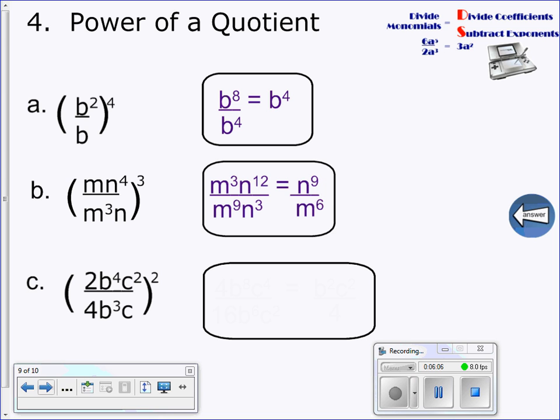This one, the coefficients we do like we always have. 2 squared is 4, b to the 8th, c to the 4th. On the bottom, 4 squared is 16, b to the 6th, c to the 2nd. And then we subtract. So we have 4 b to the 8th, c to the 4th, divided by 16 b to the 6th, c to the 2nd. We first simplify the coefficients, so that would be 1/4. 8 minus 6 is 2, 4 minus 2 is 2.